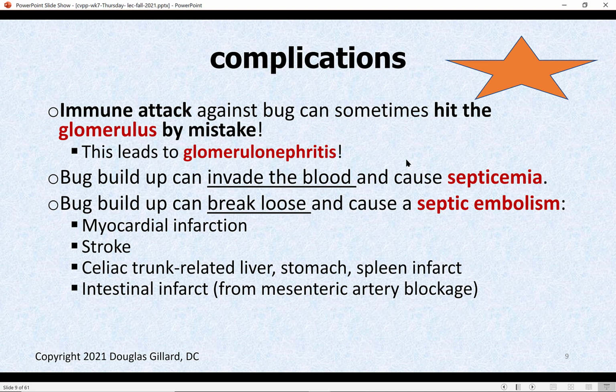We've said this already. The little bug ball vegetation could break loose, and that results in an embolism, just like a blood clot breaking loose. And that's called a septic embolism, and it can get stuck anywhere if it happens on the left side of the heart. Right? You can go in the coronary artery and cause a myocardial infarction. It can go up into the brain and cause a stroke. It can go in the celiac trunk and get stuck in the common hepatic artery and cause an infarct of the liver, etc. Anywhere the pipes go, this septic embolism could get stuck and cause a beaver dam, and anything downstream will die because of it.